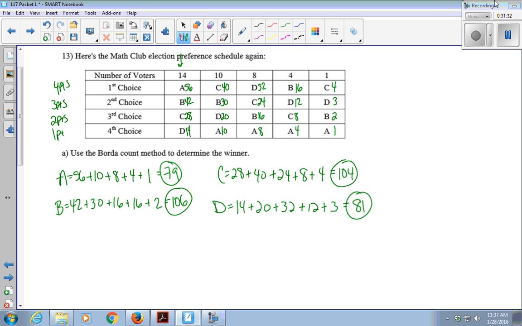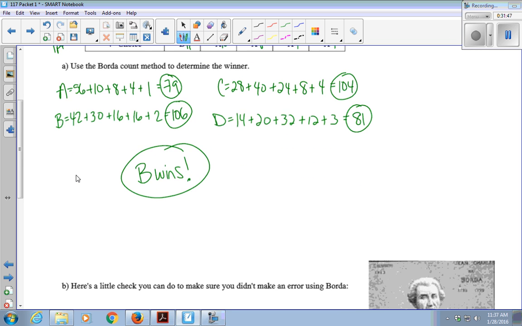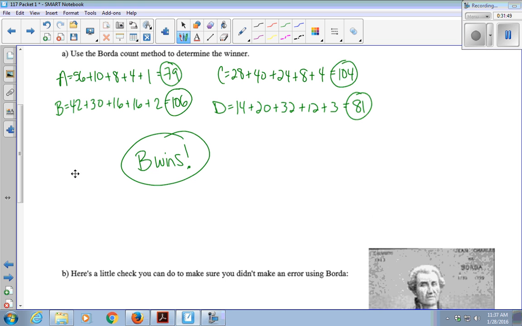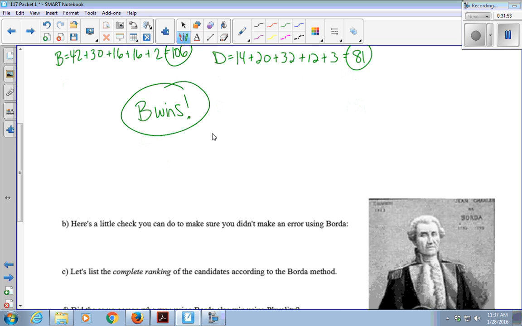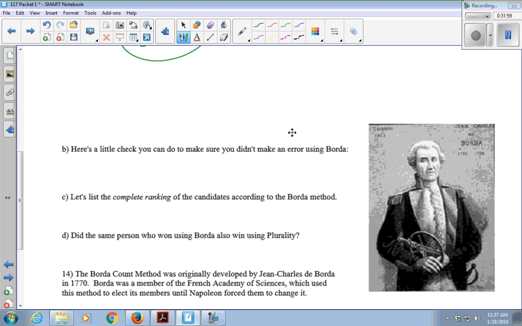All right, so who's the winner? B. B wins with 106 points. So one little check you can do, it's really handy just to know that you didn't make a calculation mistake while you're doing Borda count, is think about how many people voted in this election. 37? 37 ballots, right?